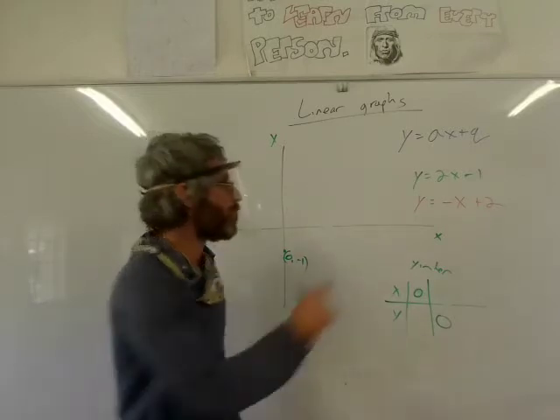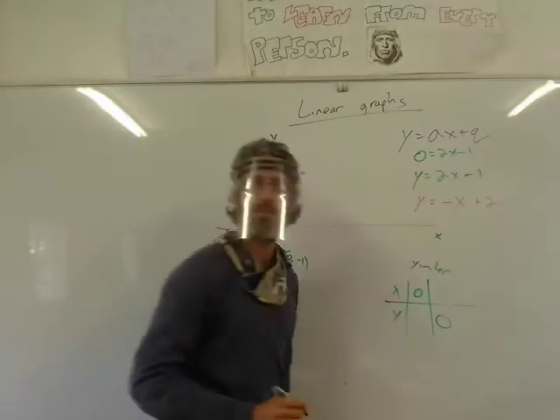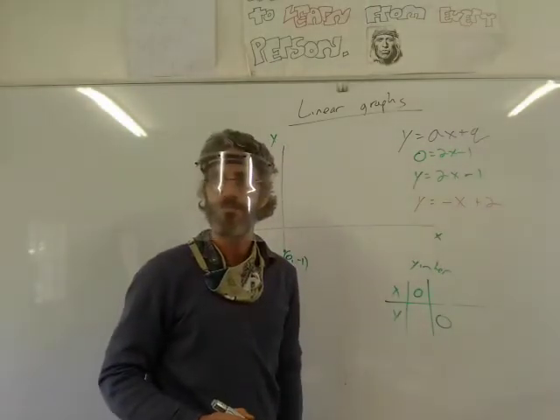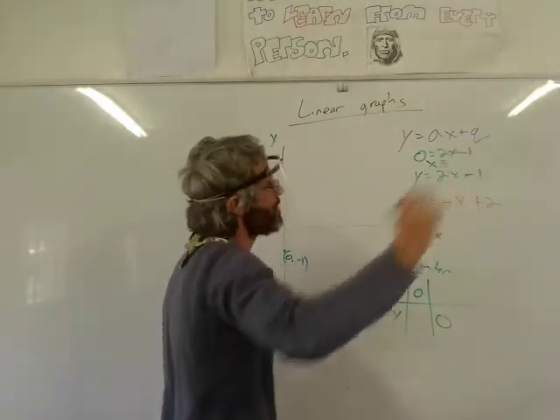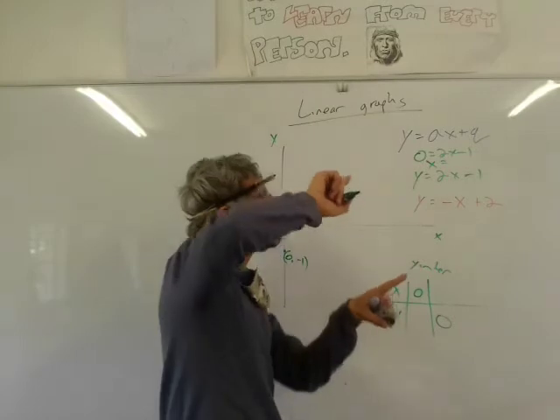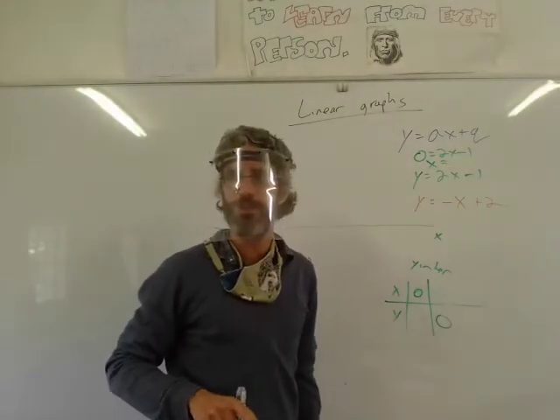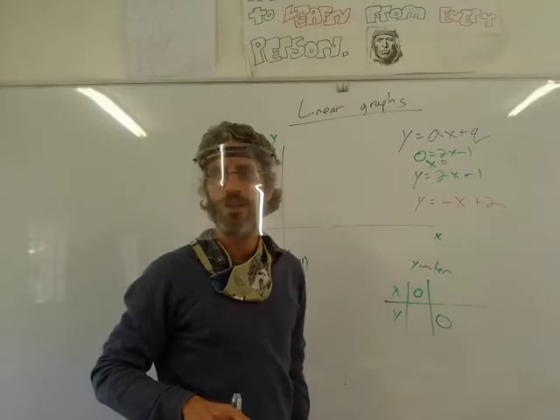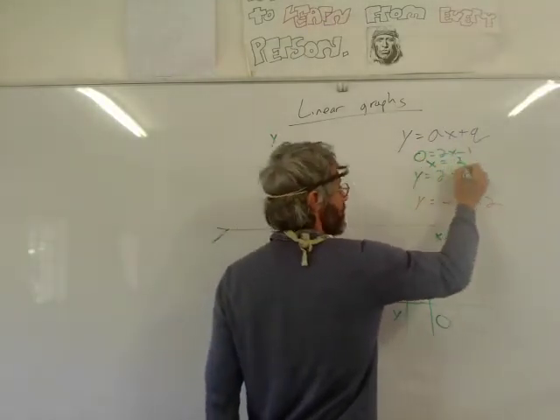Substitute. Instead of y, I'll put 0. So I'll put 0 equal to 2x minus 1, right? What is the answer? x equal to, can you do it in 2 steps? 2x minus 1 equals 0. x equal to? Half. I move the 1 over there, divide by 2, x equal half.